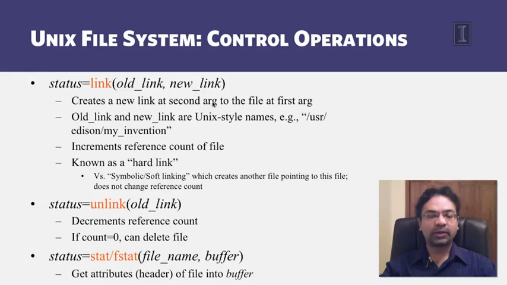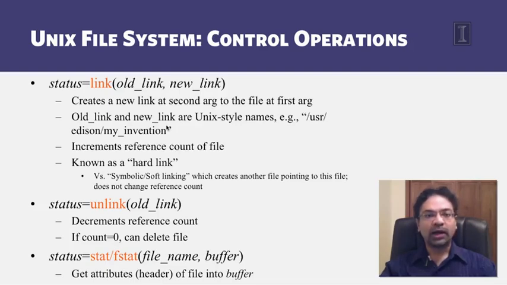When you soft link or symbolic link a file, essentially you're creating a separate file that contains a pointer to the file that you're linking to. When you delete the original file, the symbolic file stays on. It may refer to junk on the file system, but it stays on because it does not affect the reference count itself.